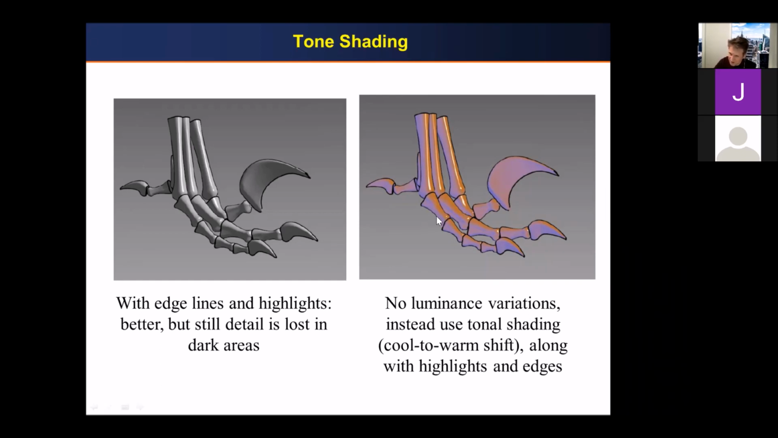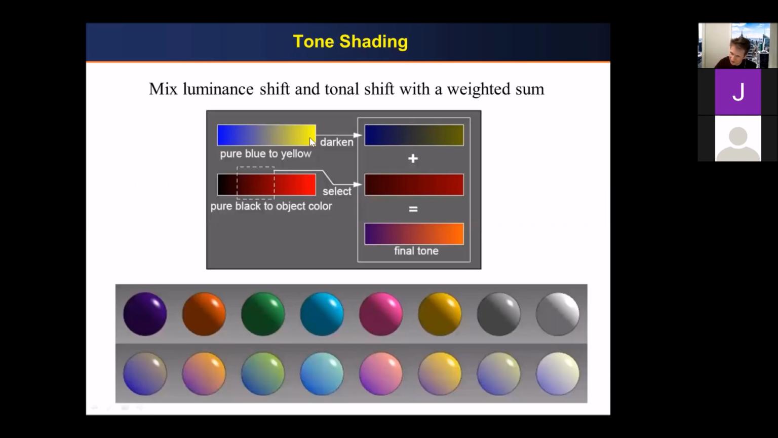Okay. So what you basically need is a color map like this. Here, for example, we went from pure blue to yellow. And here you went from pure black to the object color. And you can add these together. This is basically a darkening, a color effect that you use. This is what the original was, then we go from black to object color.